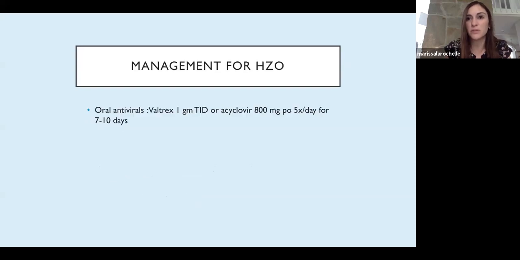Okay, management for herpes zoster. Valtrex is valacyclovir, 1 gram 3 times a day for 7 to 10 days. Acyclovir is less expensive and the dose is 5 times daily. Instead of just abruptly stopping the antivirals, if they're on long-term topical prednisolone, sometimes I just reduce the dose of the antivirals to a prophylactic dose, such as 500 milligrams or 1 gram of Valtrex daily for as long as they're on the topical steroids.